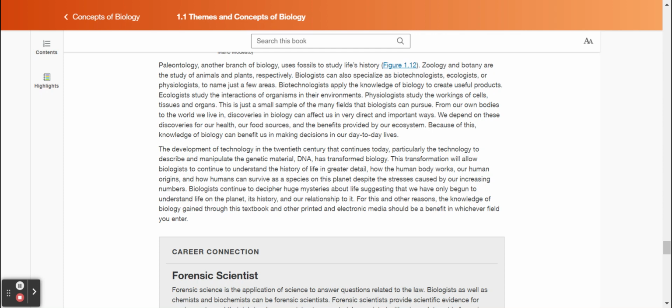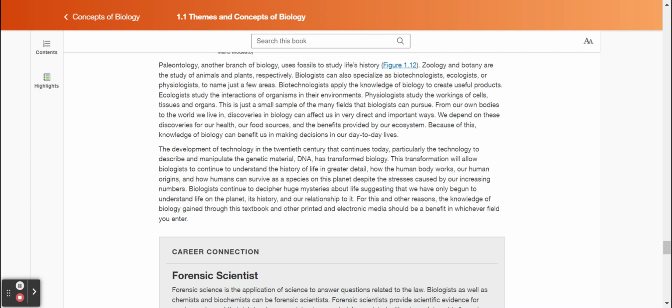Biotechnologists apply the knowledge of biology to create useful products. Ecologists study the interactions of organisms in their environment. Physiologists study the workings of cells, tissues, and organs. This is just a small sample of the many fields that biologists can pursue.